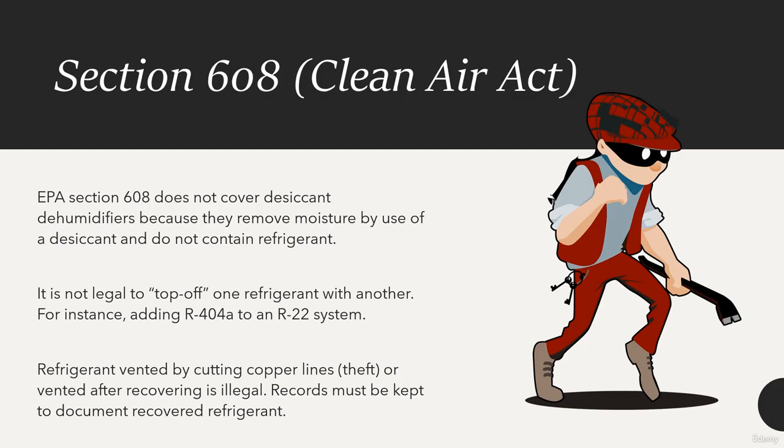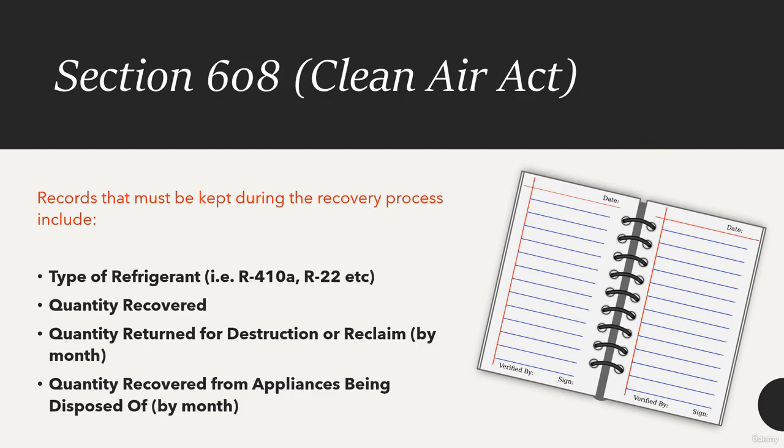Records must be kept to document all recovered refrigerant. Those records include the type of refrigerant, the quantity recovered, the quantity returned for destruction or reclaim by month, and the quantity recovered from appliances that are being disposed of by month.